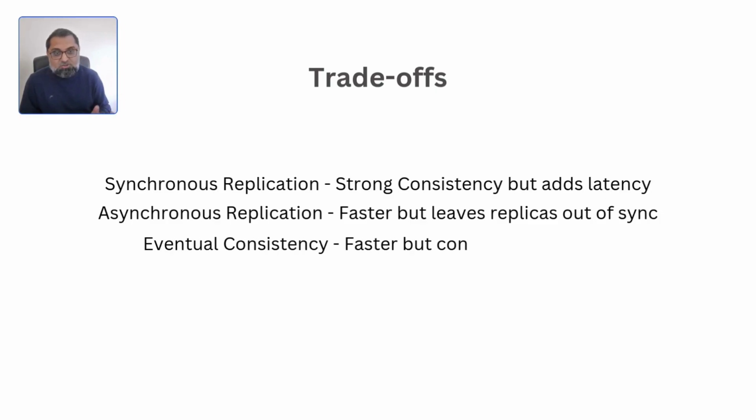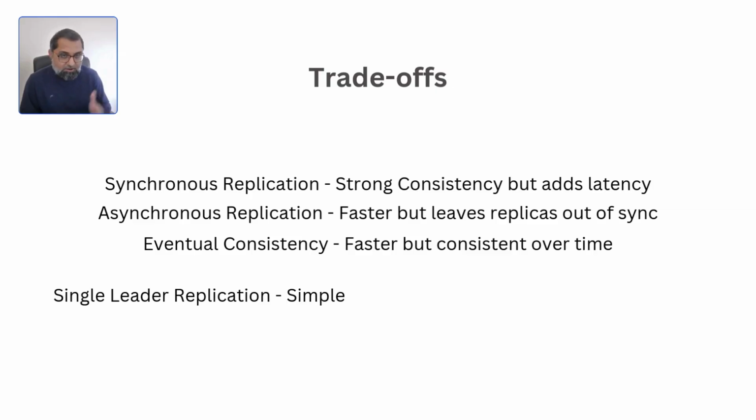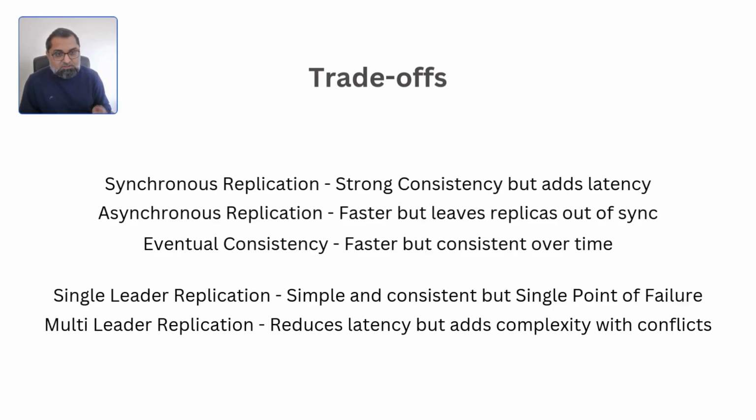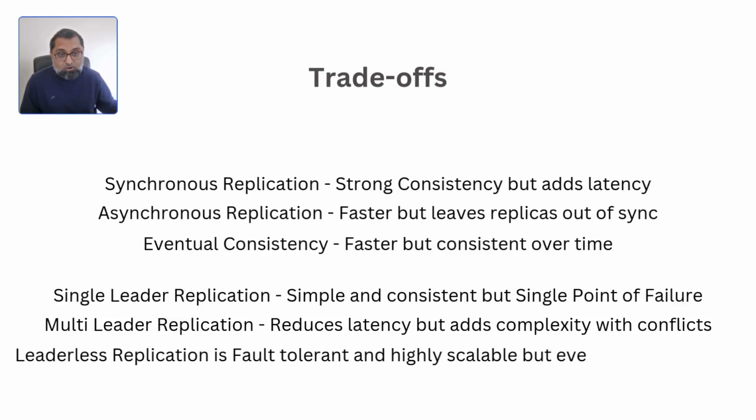Eventual consistency ensures that even with asynchronous replication, all replicas will converge to the same state over time. Single leader replication is simple and consistent but has a single point of failure. Multi leader replication reduces latency but adds complexity with conflicts. Leaderless replication is fault tolerant and highly scalable, but sacrifices strong consistency for eventual consistency.